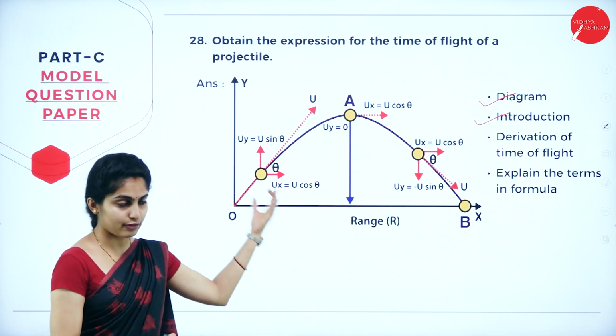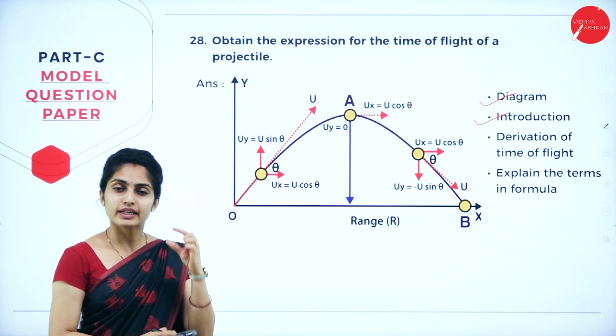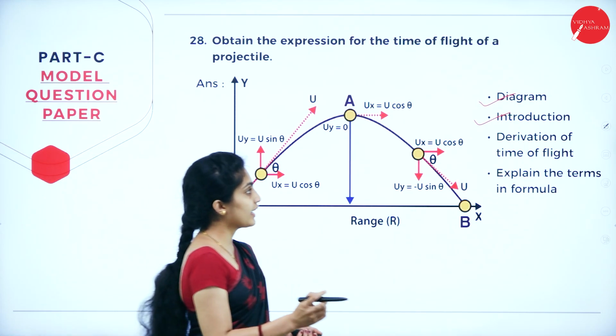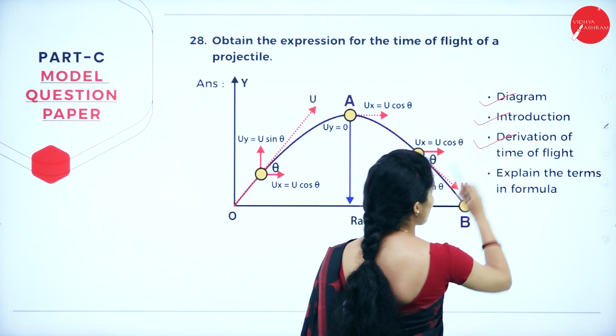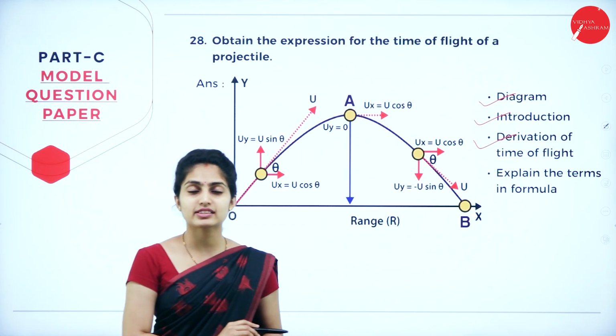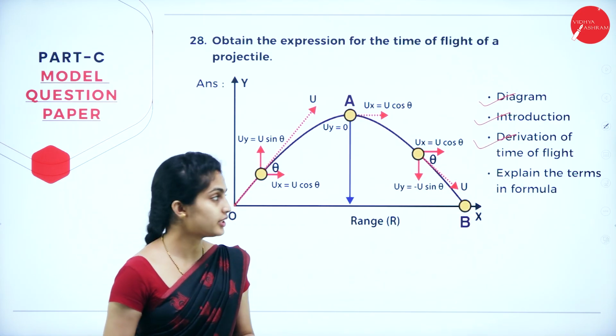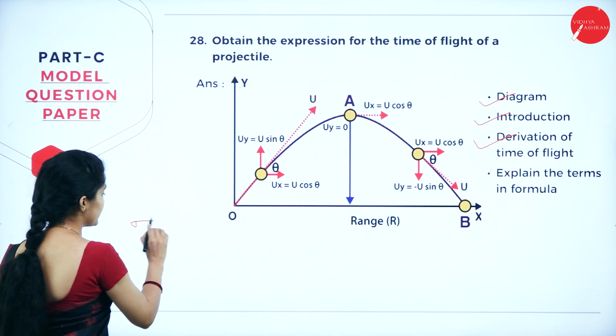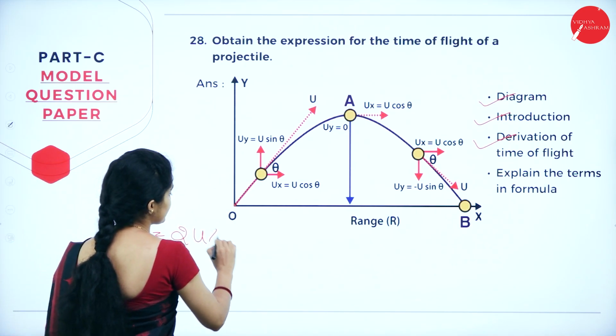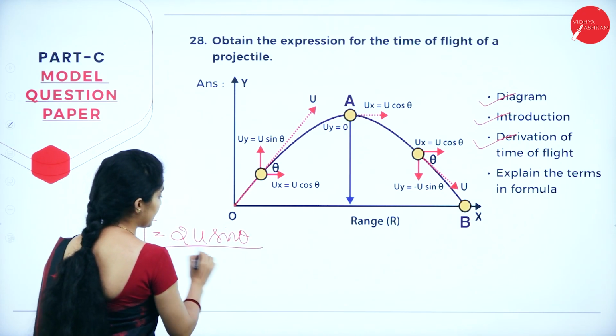In that way you will have to explain this diagram, at least 2 or 3 lines, and then you will have to derive for time of flight. That is the first set of equation, that is t is equal to 2u sine theta divided by g.